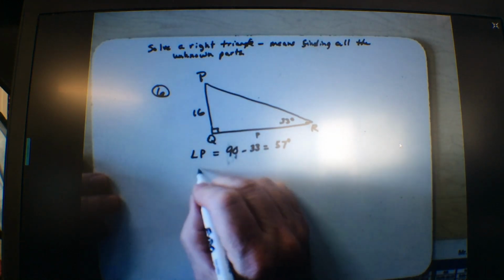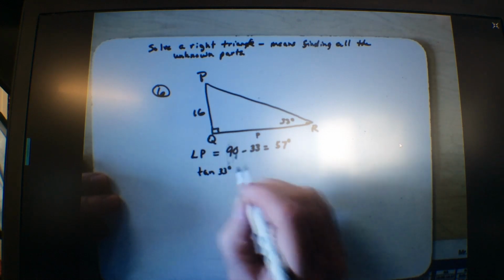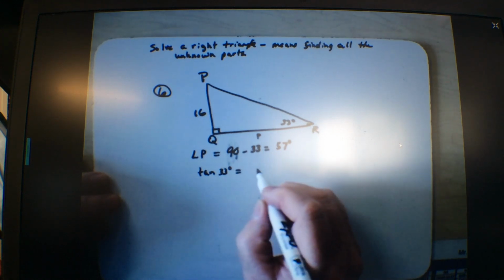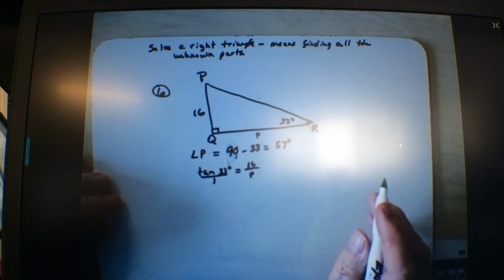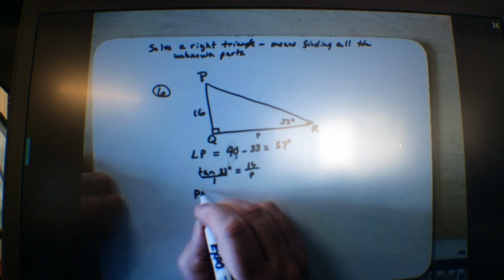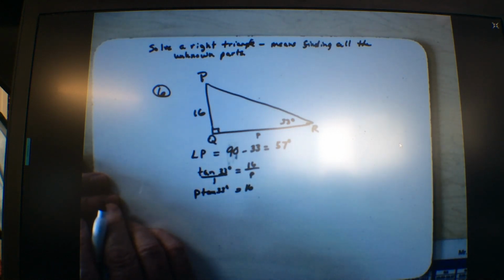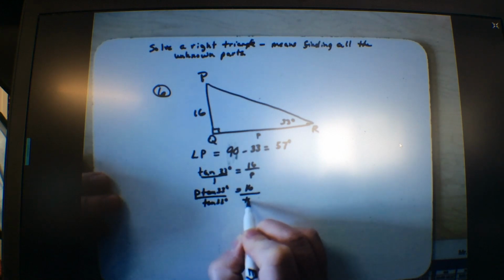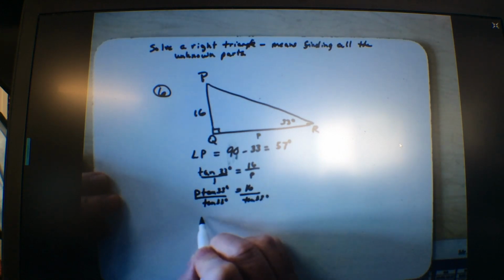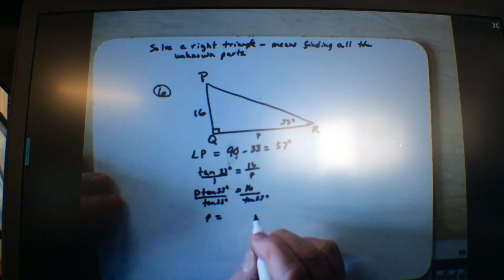Which one refers to adjacent and opposite? Tangent. So the tangent of 33 degrees equals opposite, which is 16, over P. I put it over 1, correct? And I cross multiply. Here's one where I'm going to divide. So I have P times the tangent of 33 degrees equals 16. Is that correct? Yes. And now I divide both sides by the tangent of 33 degrees, and I take 16 divided by the tangent of 33 degrees, so P equals 16 divided by the tangent of 33 degrees.